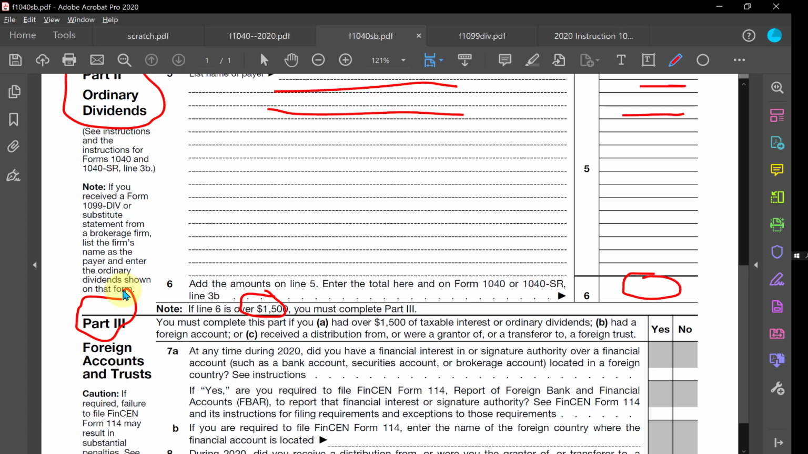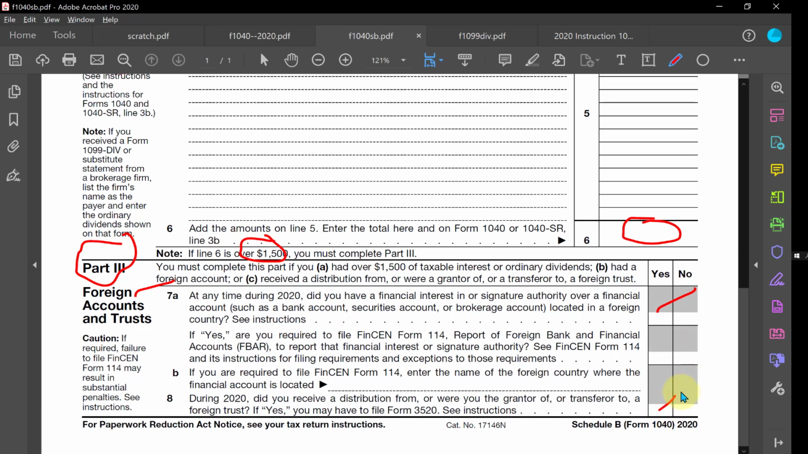Could be in a foreign country, which could be easily hidden because the U.S. Treasury, the IRS, may not know about that income. So here they're really asking you, don't hide any money, but telling you if you have foreign accounts, you have to disclose it. Yes or yes.